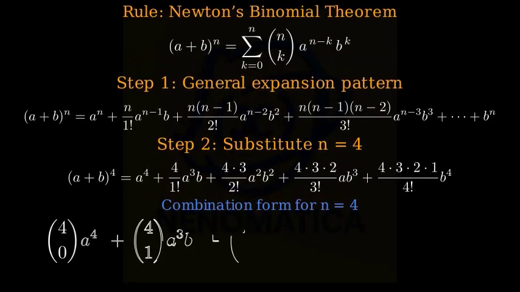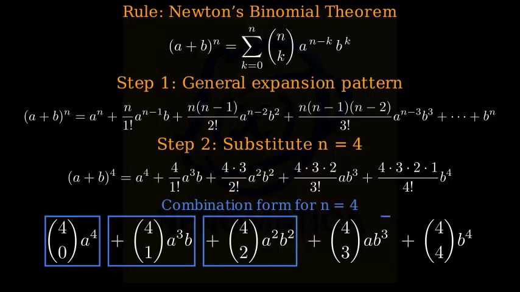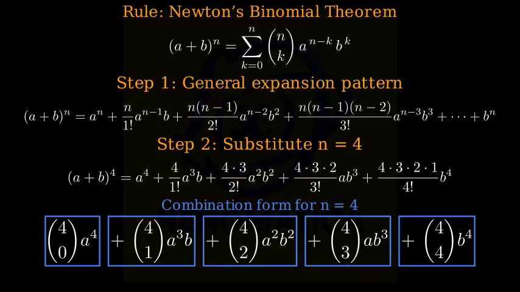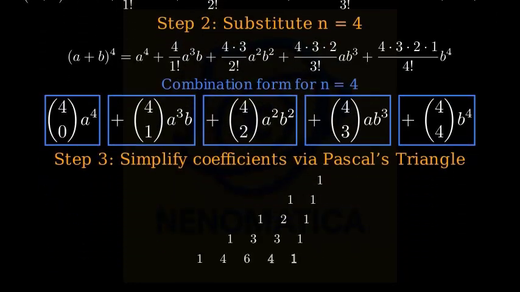The same coefficients can be written using combinations. They are 4 choose 0, 4 choose 1, 4 choose 2, 4 choose 3, and 4 choose 4. Now, we simplify the coefficients. For n equals 4, the coefficients are 1, 4, 6, 4, 1. Let me show you where they come from using Pascal's triangle.